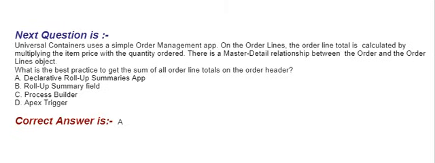The question is, Universal Containers uses a simple order management app. On the order lines, the order line total is calculated by multiplying the item price with the quantity ordered. There is a master detail relationship between the order and the order lines object. What is the best practice to get the sum of all order line totals on the order header? Option A, Declarative Rollup Summaries app. Option B, Rollup Summary field. Option C, Process Builder. Option D, Apex Trigger. Correct answer is option A.